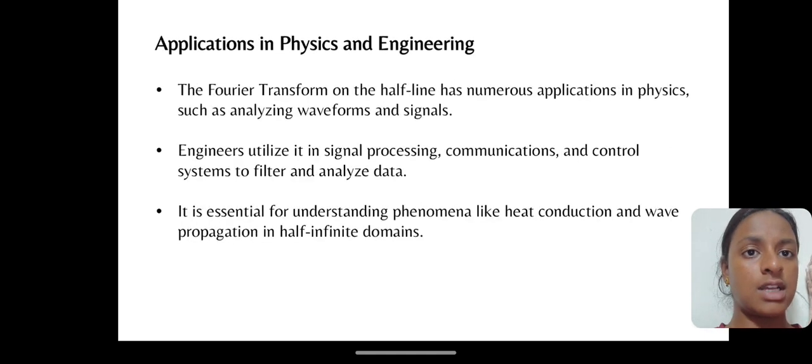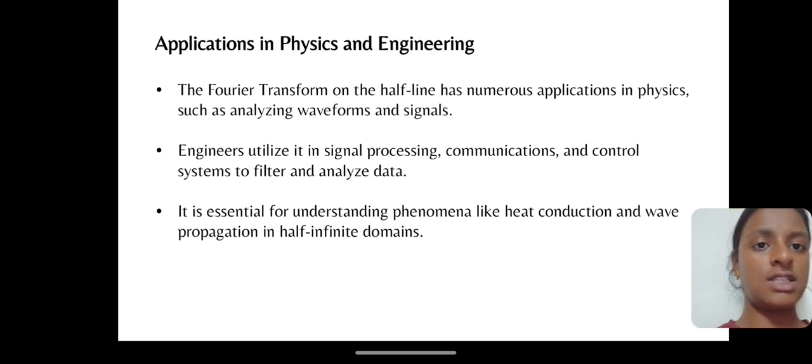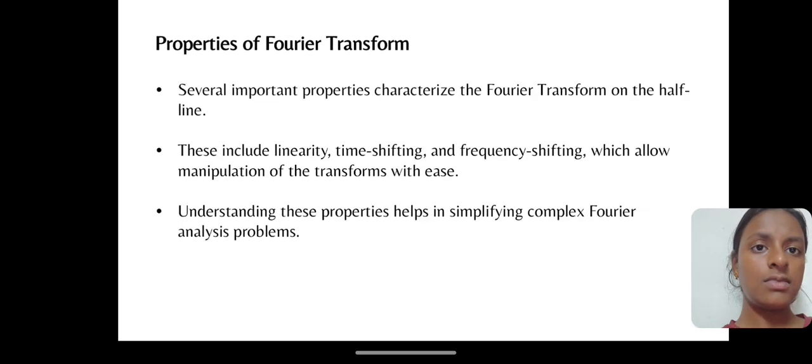As we have already discussed, regarding applications in physics and engineering, engineers utilize it in signal processing, communication, and control systems to filter and analyze data. The Fourier series on the half-line has numerous applications in physics, such as analyzing waveforms and signals. As for the properties of the Fourier transform, understanding these properties helps in simplifying complex Fourier analysis problems.